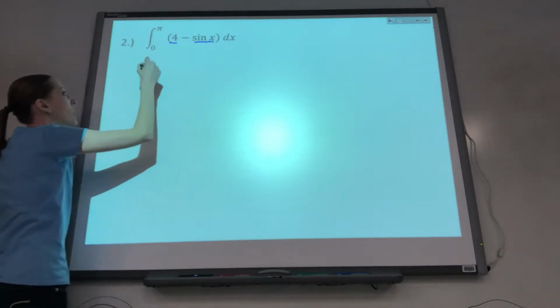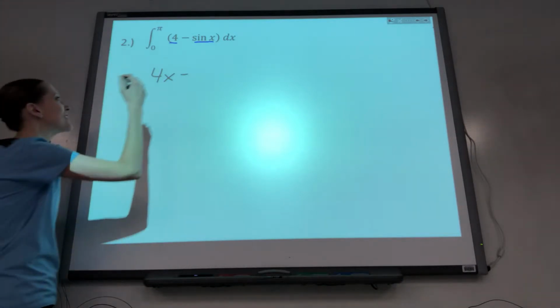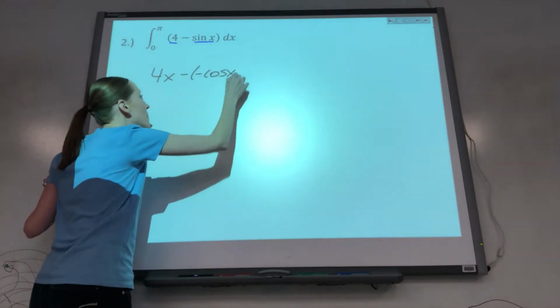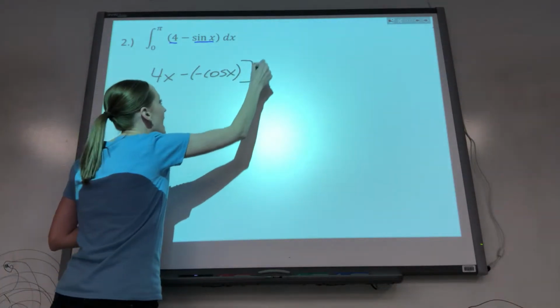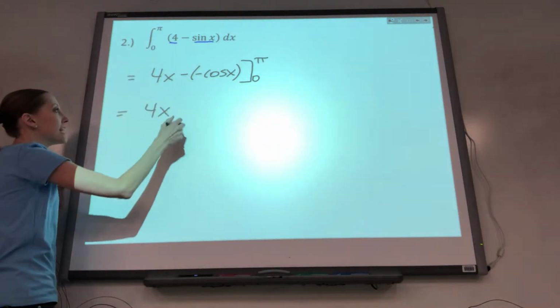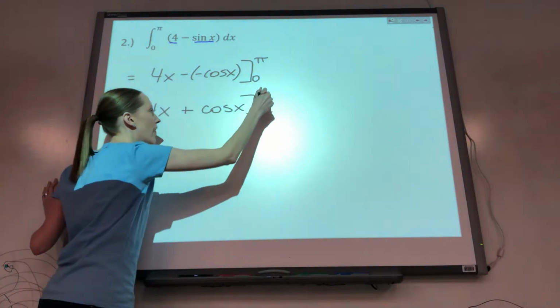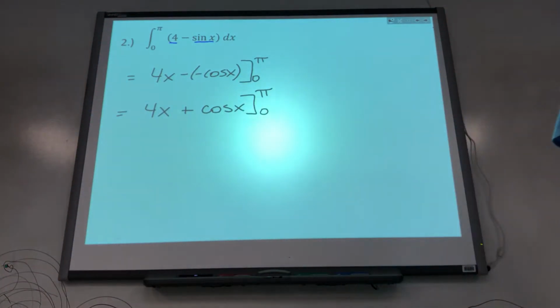If I integrate 4 with respect to x, it'll just be 4x. And then I have to subtract what I get when I integrate sine of x. What is the integral of sine? Negative cosine. All the negatives are jumbled up here, but that is negative cosine, and I'll make that look better before I plug in my numbers. Let's just turn that into 4x plus cosine of x. And again, it's going from 0 to pi.